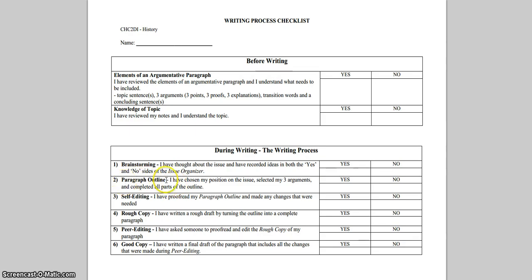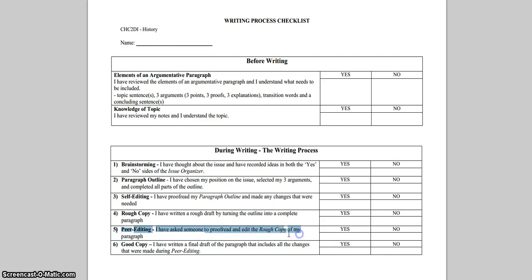Once you've completed the paragraph outline, you are in fact almost done your argumentative paragraph. Next, you will self-edit. You will proofread your own paragraph outline looking for any changes. Once you've self-edited, you will complete a rough copy. Now, this can either be typed or it can be written out by hand. If you're typing the rough copy, be sure to save the rough copy as separate from the final draft.